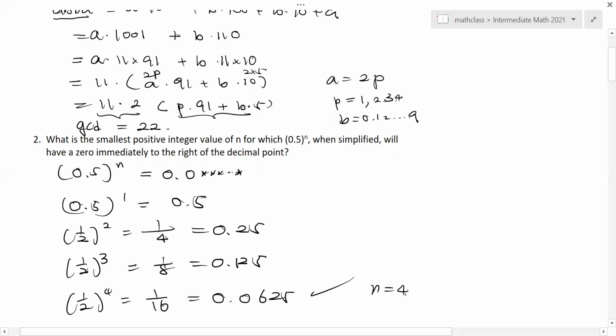Right, clear. Anyway, when you increase the value of n, you decrease the value of 0.5 to the power n. So eventually you get lots of zeros there. So the first number you can get for the power, so that there will be a 0 to the right of the decimal point, is n equals 4. Okay, so this is not a difficult problem. Just try several ones, and you get the answer.